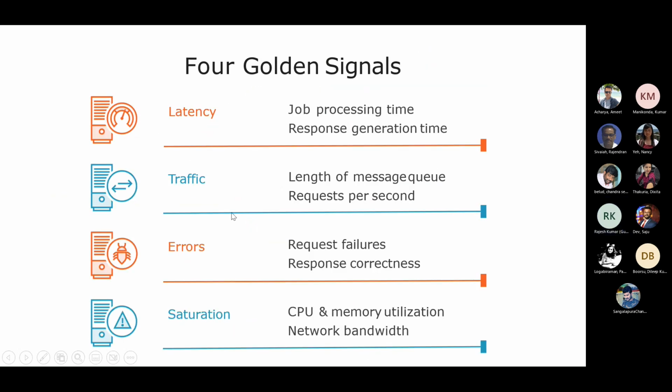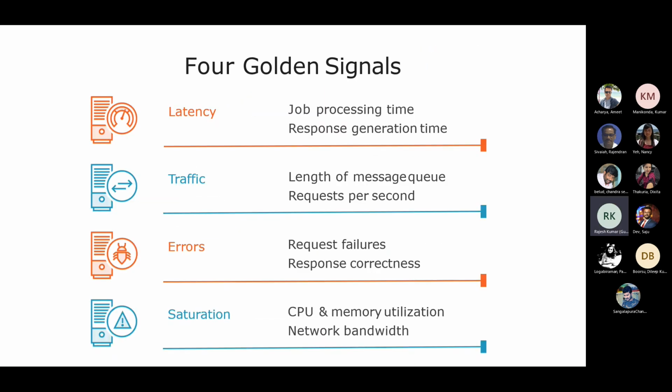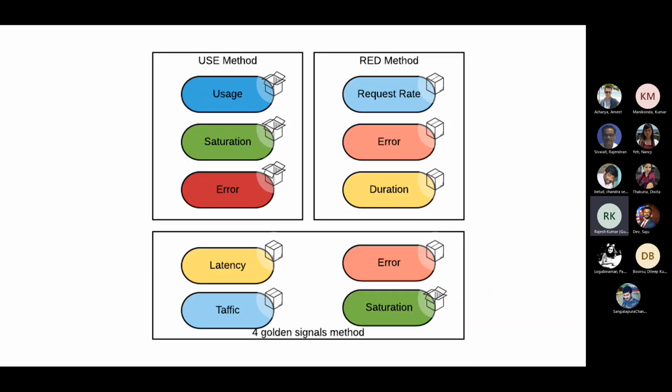Monitoring. So now, guys, when you want to set up observability, nowadays we call these the four golden signals. No matter which tools you go for, you can set up alerting for the four golden signals. That means you should have alerts for latency, traffic, errors, and saturation.